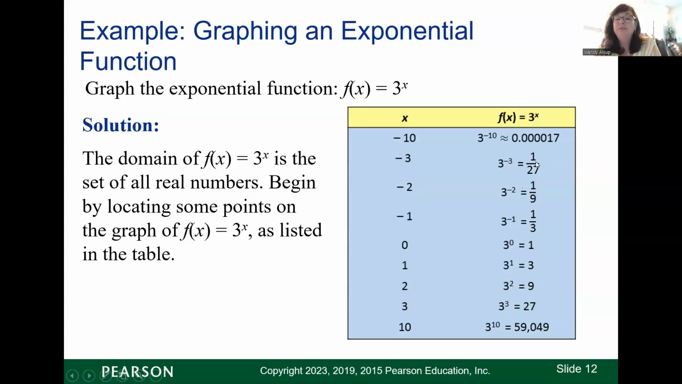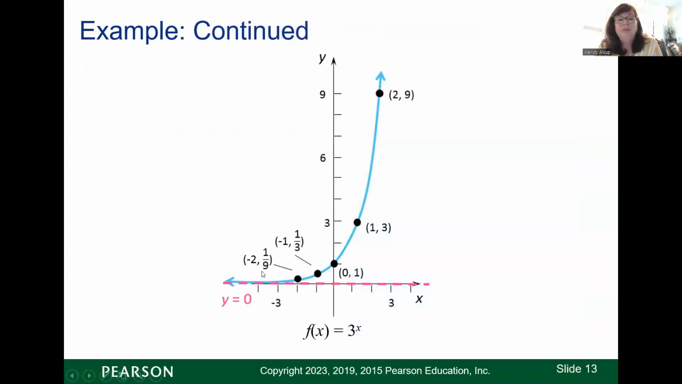You start small, never get to 0. Notice that you just get infinitely closer to 0. So 3 to the negative 100 is infinitely close to 0, but it doesn't equal 0. All right, and so we get a graph that looks like this. It's going to get infinitely smaller, but it actually never equals 0 as you go in the negative infinity direction. But in the positive infinity direction, it's getting infinitely larger, faster.